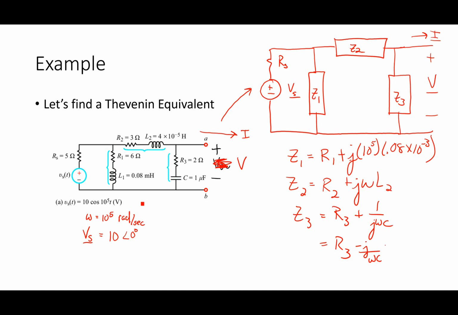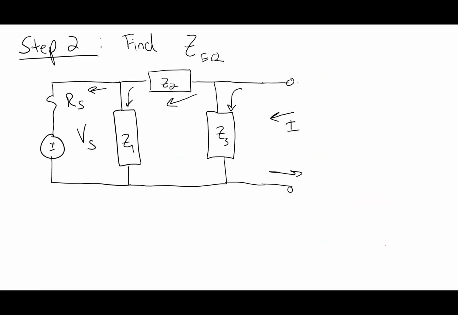If I do it like this, I can think of these like they're resistors and just do everything like Z1, Z2, and Z3 were resistors, right? And there's nothing that's changed about it. So I want to do step 2, which would basically be to find the equivalent impedance ZEQ looking into those terminals.